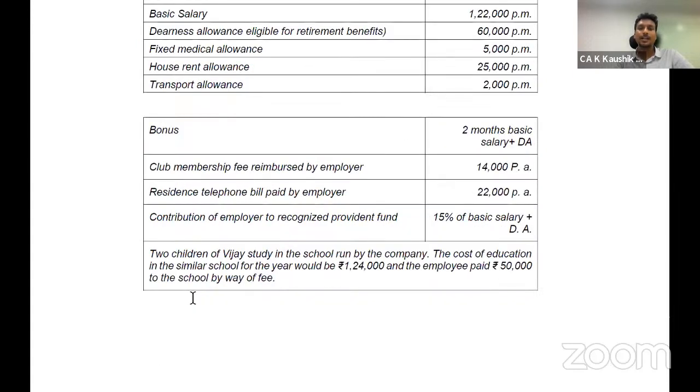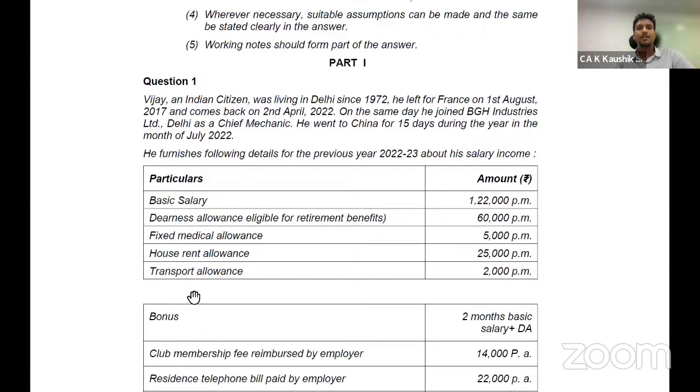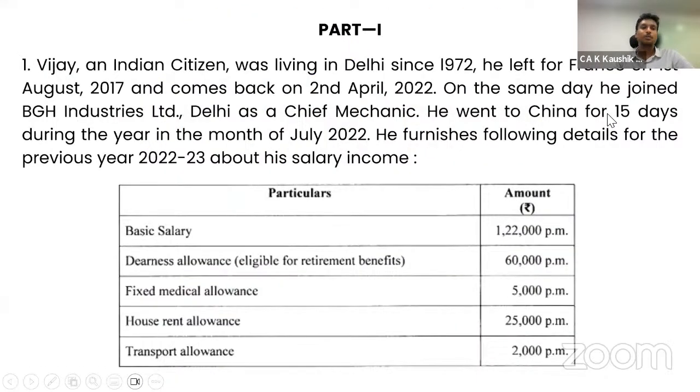Now we'll go back and check the question on salary. How is the salary information being given? He furnishes the following details for previous year 22-23 about his salary income. Basic salary 1,22,000 per month. Dearness allowance eligible for retirement benefit 60,000 per month. Fixed medical allowance 5,000 per month. House rent allowance 25,000 per month. Transport allowance 2,000 per month.